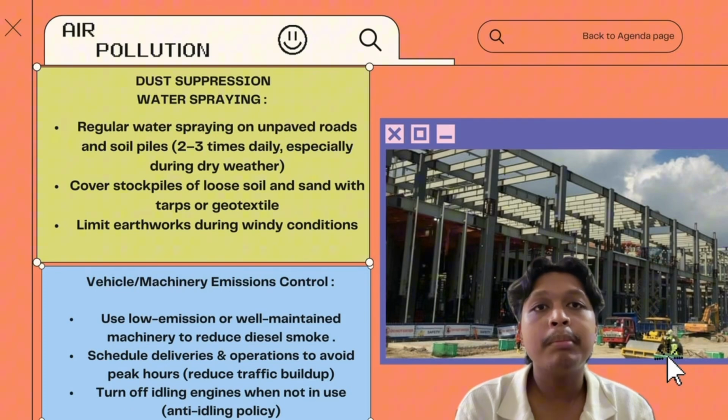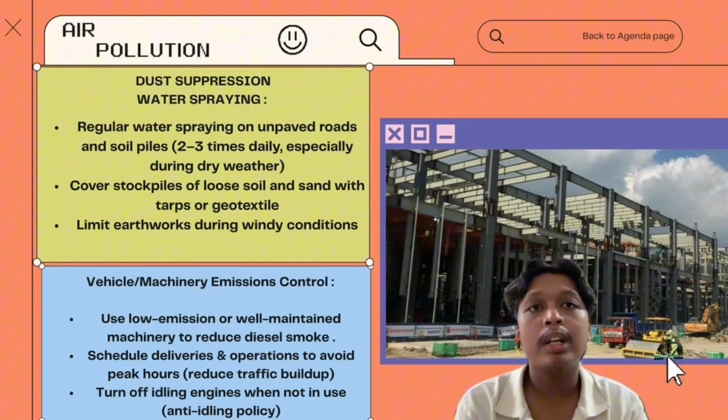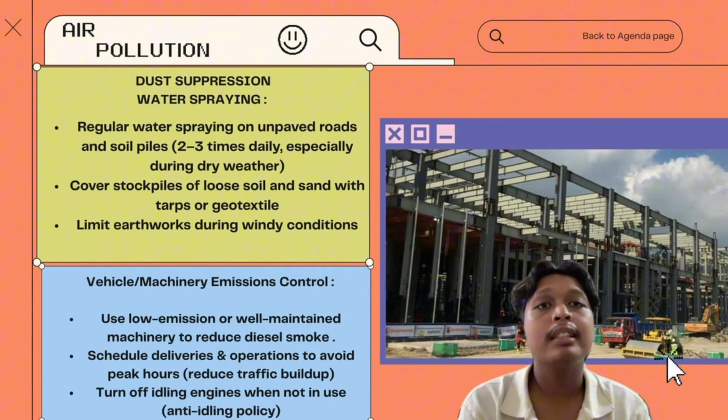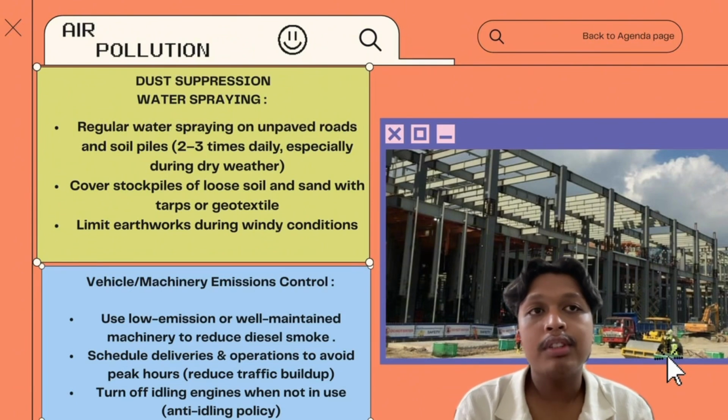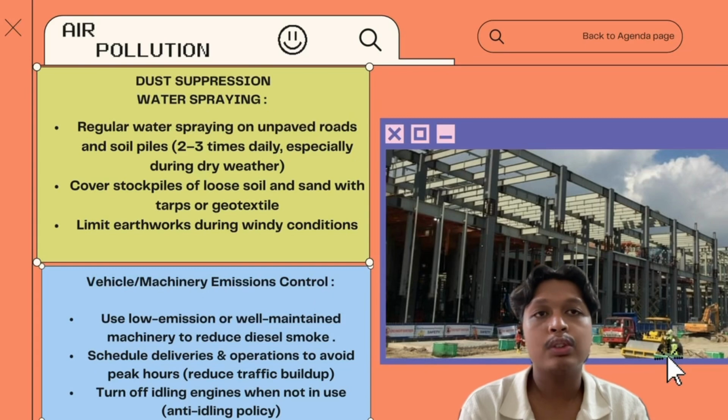We should also limit earthworks during windy conditions to avoid large-scale dust dispersal. Next, we focus on vehicle and machinery emissions control. It is important to use low emissions or well-maintained machinery to reduce diesel smoke and harmful gases like carbon monoxide. Deliveries and operations should be scheduled outside of peak hours to minimize traffic build-up, which also contributes to localized pollution.